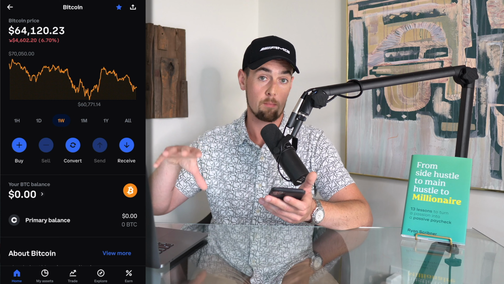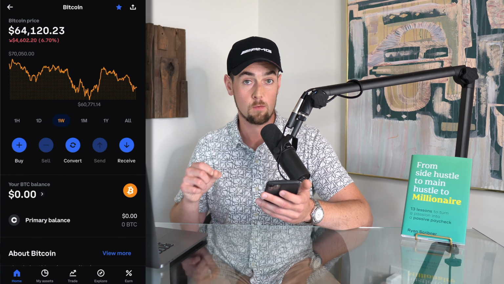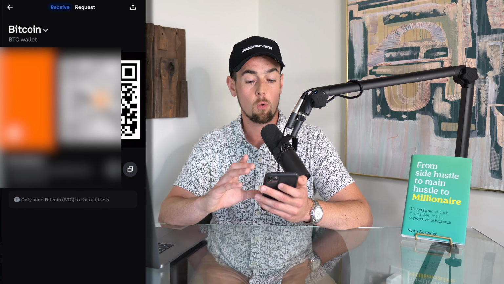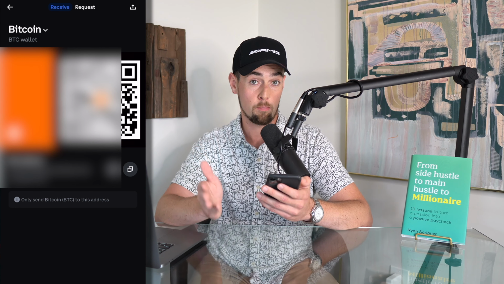But let's say, for example, you have somebody who wants to send you some Bitcoin, or maybe you yourself have a separate exchange or wallet, and you're looking to send that money over to your Coinbase wallet. What you're going to do here is click on the Receive button, and this is going to show you your Bitcoin wallet address. Now, there's a couple things that are important to note here.